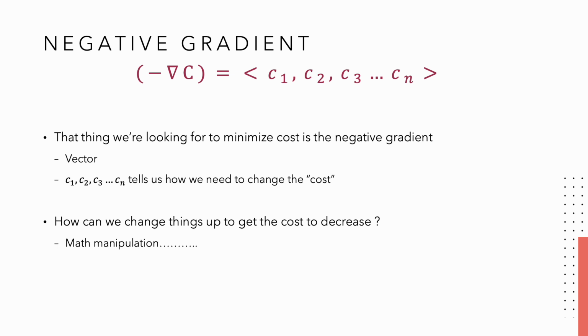So the gradient is a vector, and each one of these components, C1, C2, C3, all the way up to however many components there are, is going to tell us what we need to do to change the cost, if we do need to change it. So how can we change things up for the cost to decrease? We're going to use math to manipulate it.